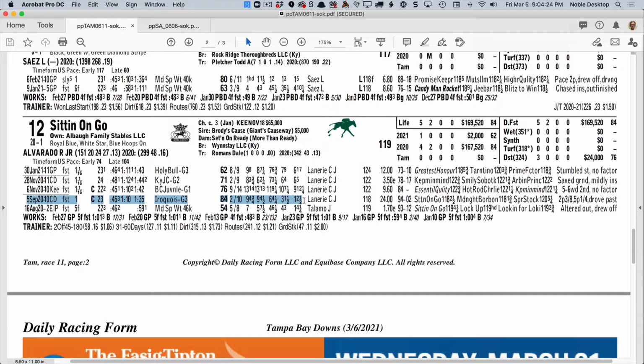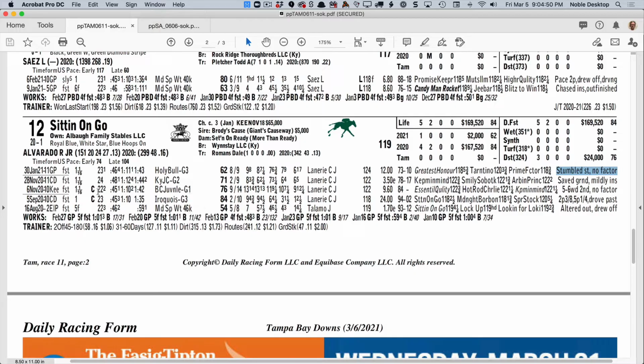Yeah, so let's put it this way. It wouldn't be a shocker for Sitting on Go to run a 100 today. I mean, it would be a surprise because he hasn't been running well lately. The other thing you want to keep in mind here is that in his last race, he stumbled at the start. And it was a pretty serious stumble. I saw the replay. So that's something to consider.